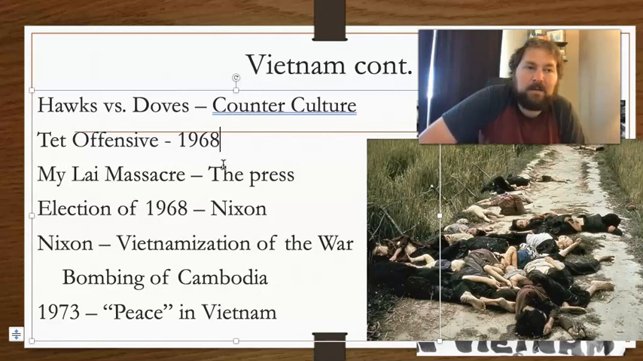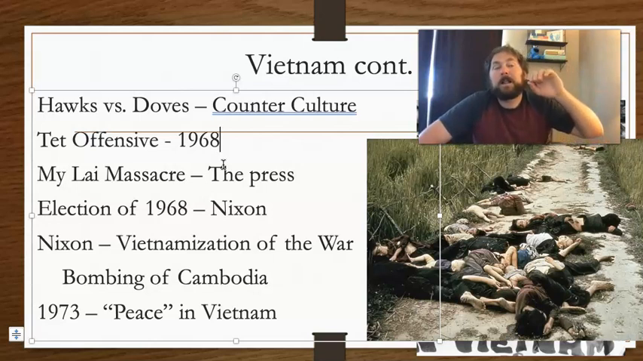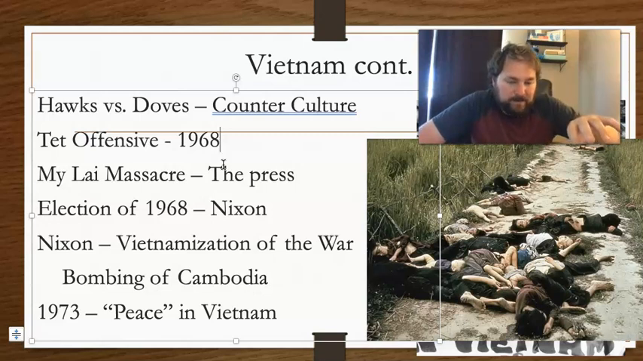This was the same time as the Watergate incident. Nixon is forced to resign. We'll talk about that later, but Nixon is forced to resign, the only president ever that's forced to resign. He resigns, and Gerald Ford becomes president.